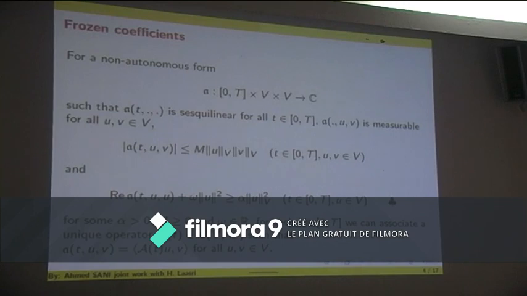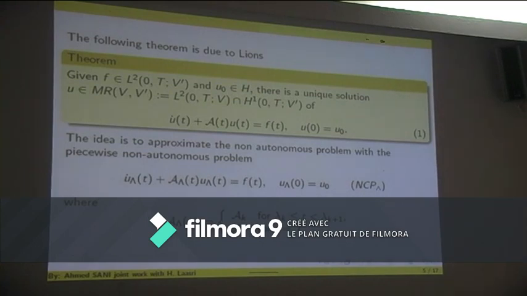we may choose omega equal to 0, thanks to Riskai. This theorem, the null theorem, is due to Lions and proved. We have seen in the morning the proof of this theorem.